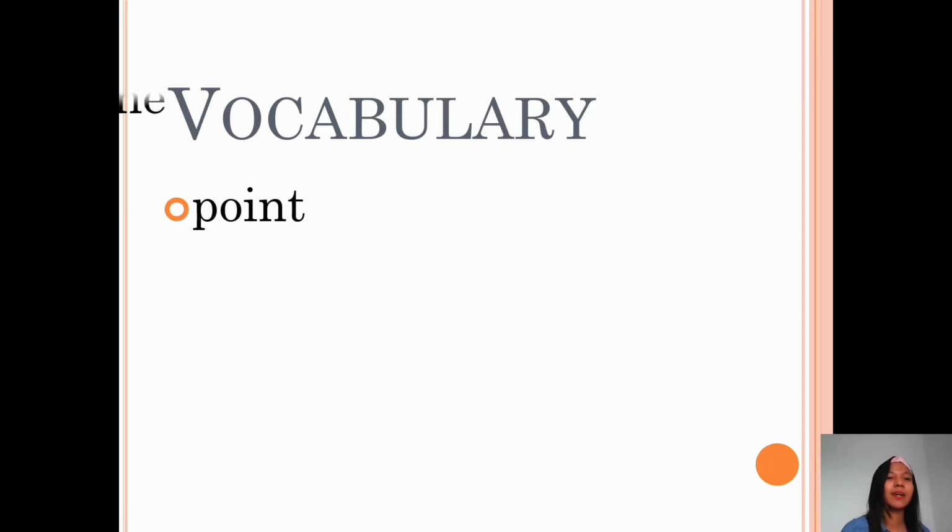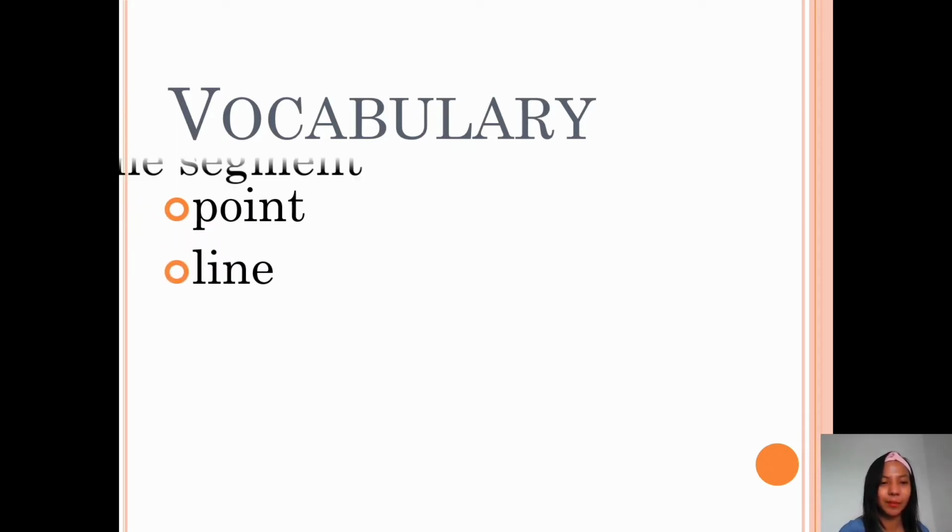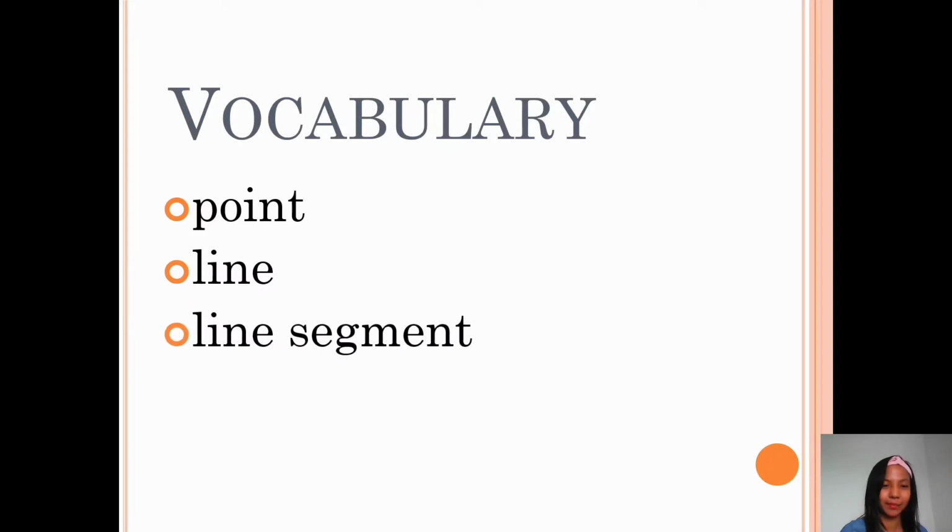Read it. Line. Next, line segment. Ray. Plane. All right. Can you repeat it again? I assume you already finished reading all of these words. Let's proceed. So that's our vocabulary for today that we are about to learn.